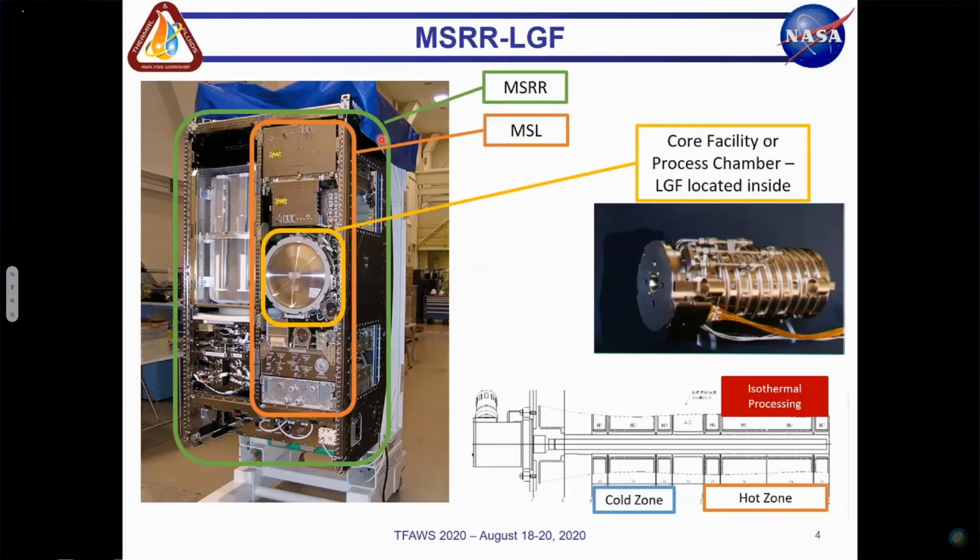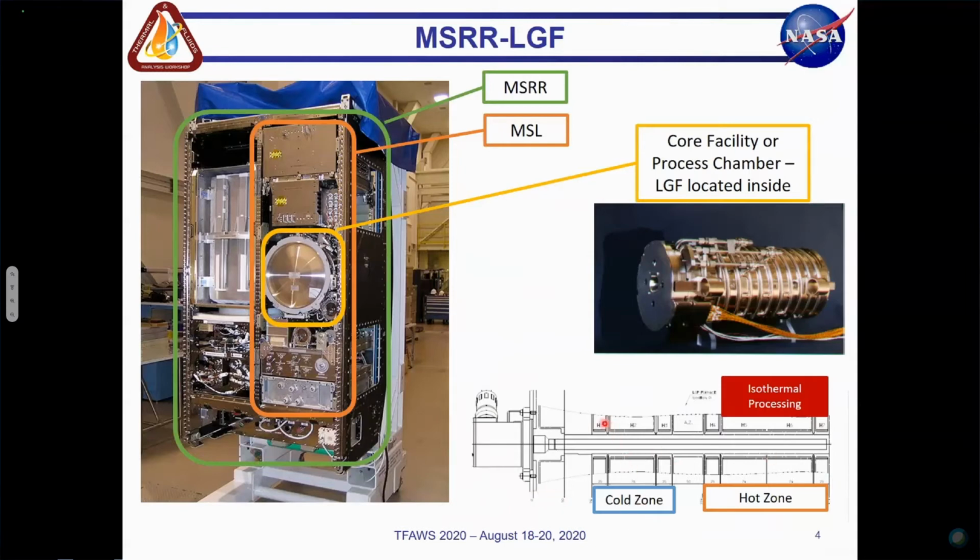So the SACA cartridge is processed, again, in the Material Science Resource Rack in the Material Science Laboratory. And outlined here in green is the Material Science Resource Rack. This, of course, is not in the space station. It is when it was still on the ground here at Marshall. And then one side of it has MSL, the Material Science Laboratory. And then the core facility is right here, and inside this core facility is the LGF or SQF. And in our case, we're using the LGF, the low gradient furnace.